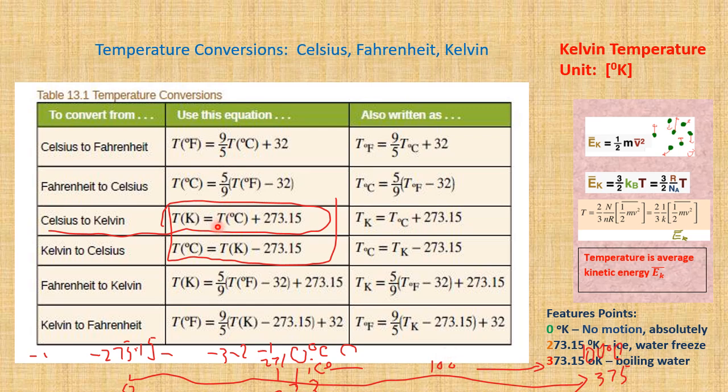So then we have the conversion between Celsius and Kelvin, pretty easy. Simply add this number to Celsius, and you get Kelvin. And backwards, Kelvin to Celsius, subtract 273.15. And vice versa. So that's the conversion.